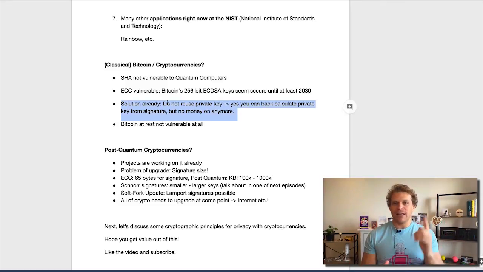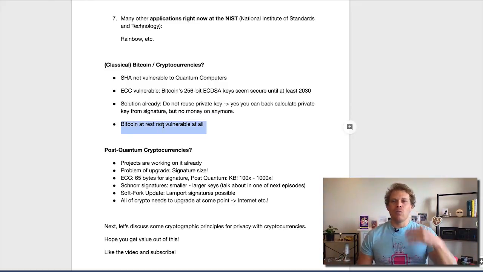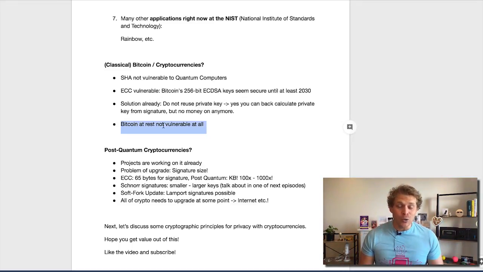Yes, you can back calculate the private key from the signature, but if there's no money on it, it's pointless. And obviously, Bitcoins at rest are not vulnerable at all. What's vulnerable is if you send a certain amount from your address without cleaning it and resending it to a new one. Now, this is not a really good solution, though.